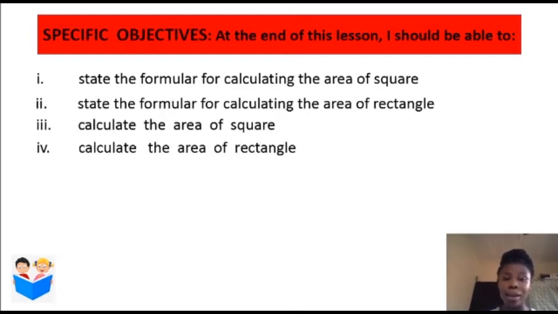That is to say, at the end of this class, we should all be able to state the formula for calculating the area of a square and that of a rectangle. Then we will use this formula that we have stated to calculate the area of some given squares and also calculate the area of given rectangles. So let's start.